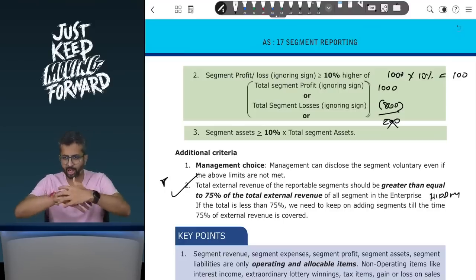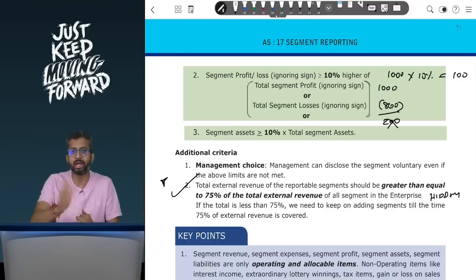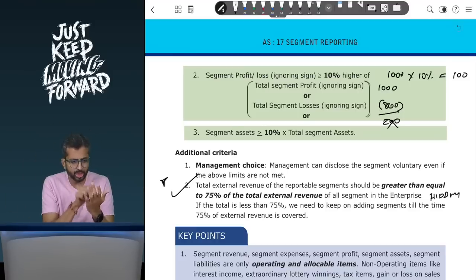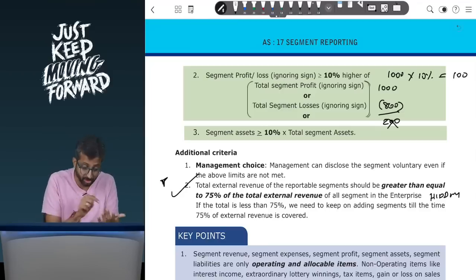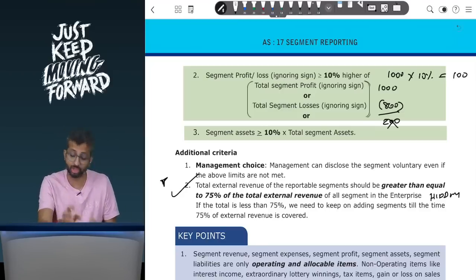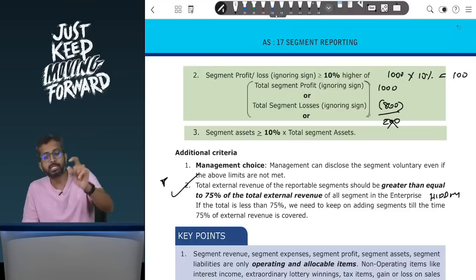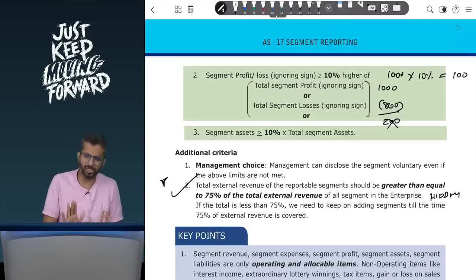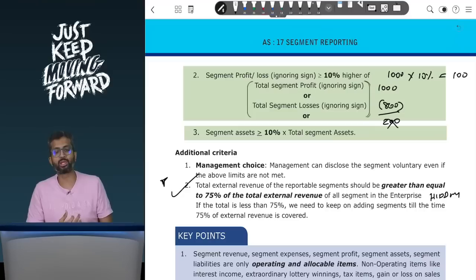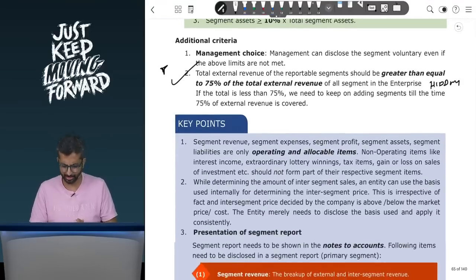Like if there are 10 segments given and you are being told to show us the reportable segments, you will put the first three criteria, find 3 or 4 as reportable and show everything as others. No, before you show everything else as others, see whether the total external revenue, not total internal plus external, total external revenue is greater than 75% of the company's total revenue. If yes, then that's fine. If no, you will have to keep on adding segments till the time that total external revenue is met. That is important from an exam perspective.